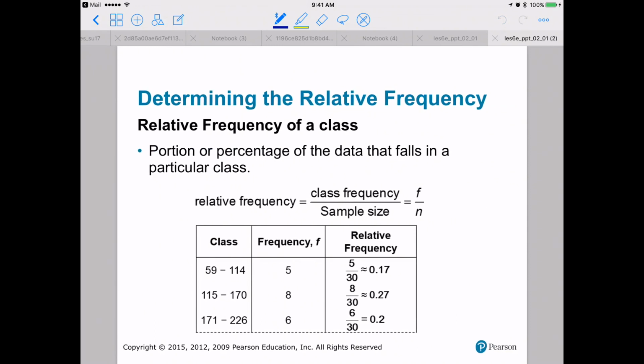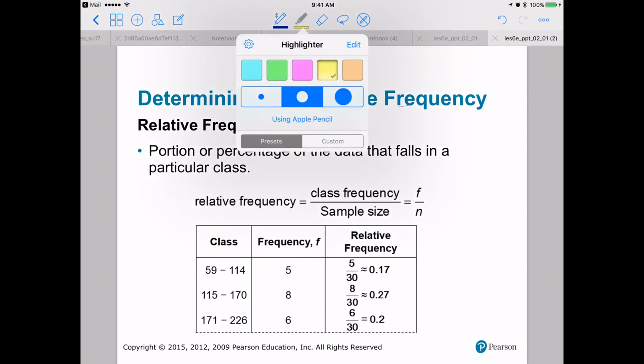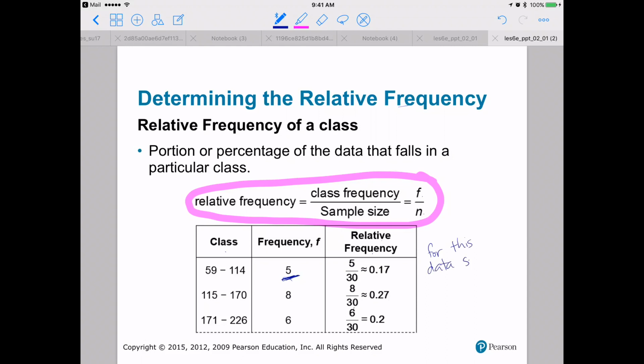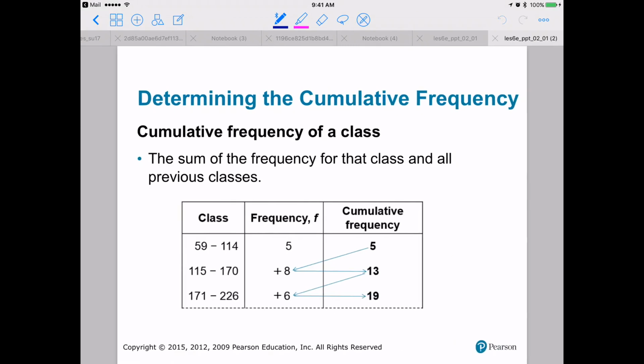Now we can determine the relative frequency. We've got another formula. The relative frequency of a class is the class frequency divided by the sample size. So for each class, you can calculate the relative frequency. Remember how our frequency was 5? Well, our relative frequency is going to be 5 over 30. For here, the frequency is 8, so the relative frequency is going to be 8 over 30. Because for this data set, n is equal to 30.